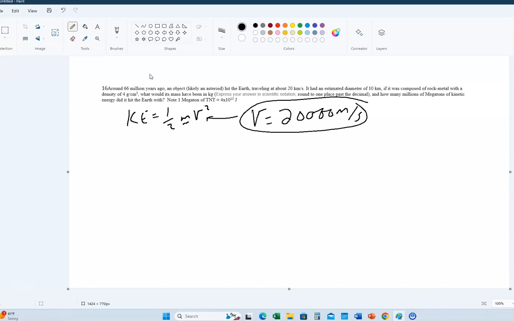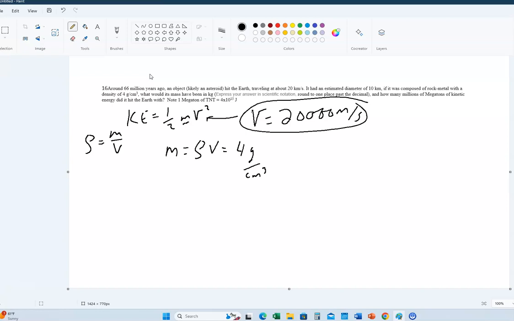But the mass takes a little bit more work. You might remember, and this is written on the sample problem, the mass. Remember, density is mass divided by volume. So mass is going to be the density times the volume. Now they give us the density. It's 4 grams per cubic centimeter. That's fine. But what about the volume?